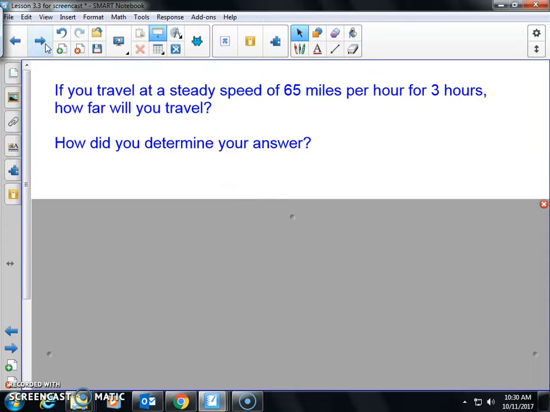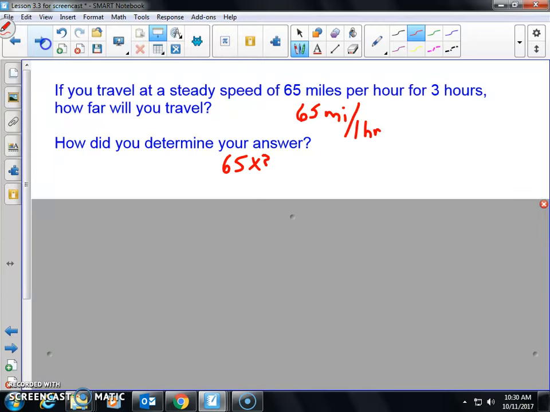And if you think about some common examples of formulas, like this one, if you travel at a steady speed of 65 miles per hour for 3 hours, how far will you travel? Well, let's see. If you go 65 miles in 1 hour and you go for 3 hours, well, I determine my answer by doing 65 times 3.